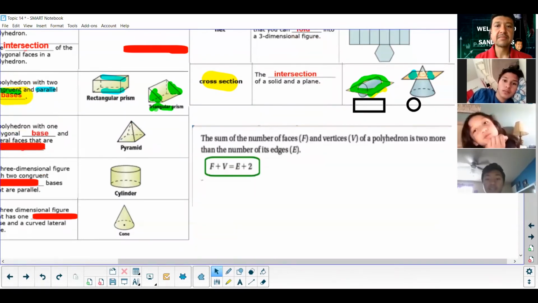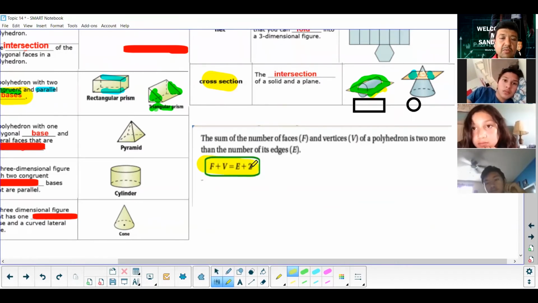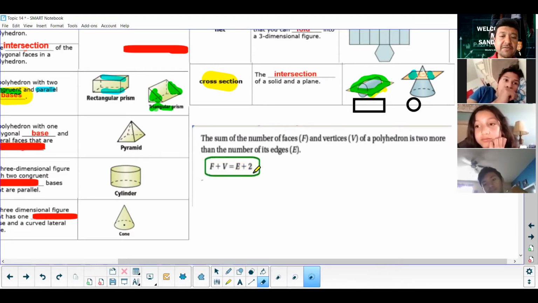The sum of the number of faces F and vertices V of a polyhedron is 2 more than the number of its edges, E. Okay, good. So this is great. Where can you see yourself using this? Does anybody know? Or why is that important, what I just highlighted? Hey, listen, kids, if you knew the number of vertices and faces, or let's say the number of edges and faces, and you wanted to know the number of vertices, would this equation make it easier for you to find it?